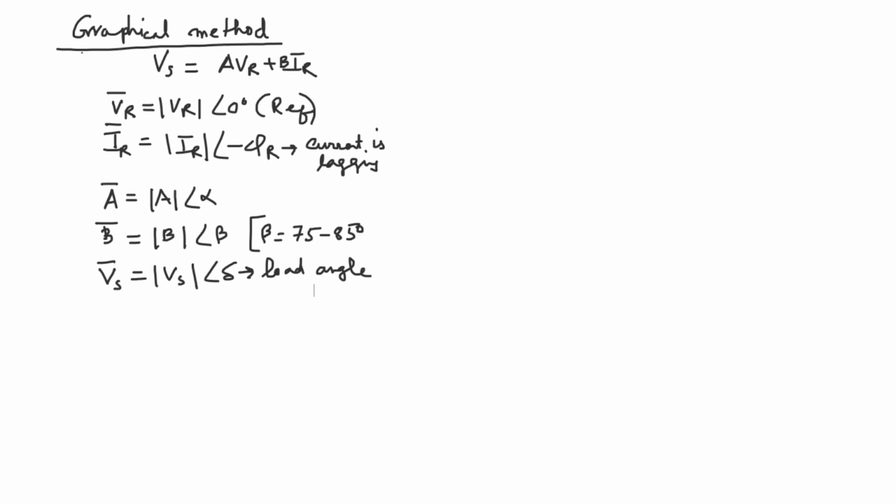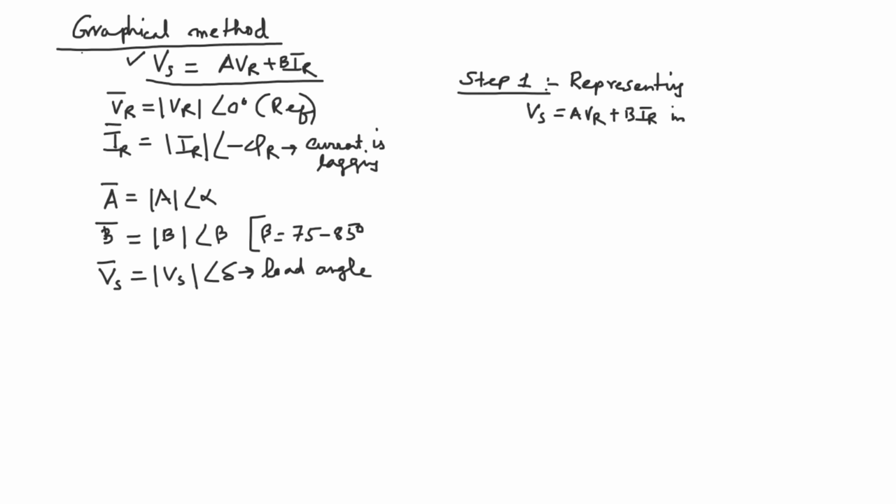So let us first try to represent this equation in terms of a phasor diagram. That is, Vs is equal to AVR plus BIR. We should represent this equation in terms of a phasor diagram. So this is my step 1. What is step 1? Representing this equation Vs is equal to AVR plus BIR in a phasor diagram.